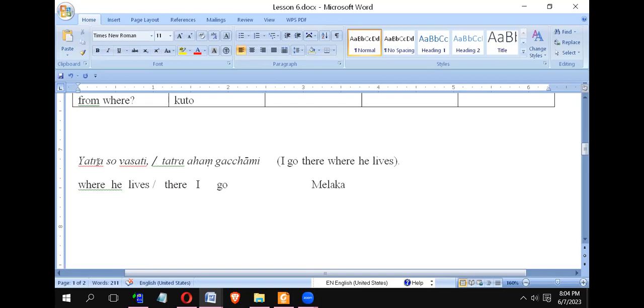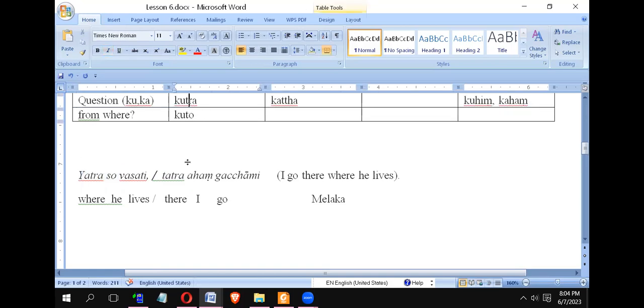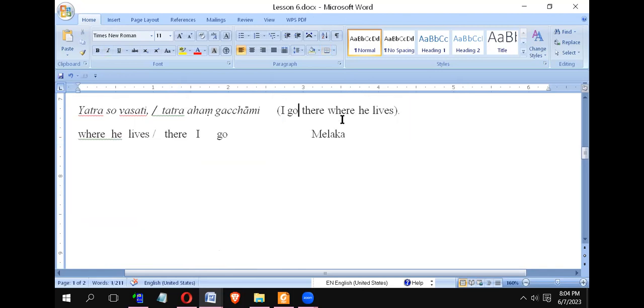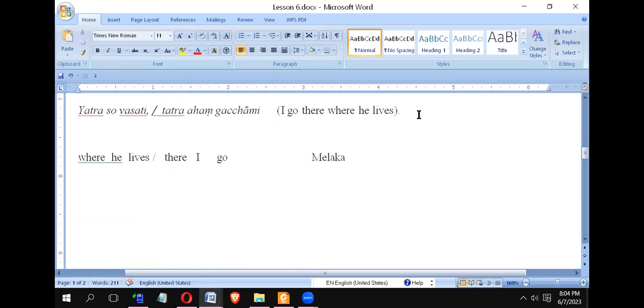So here is one pair. If you're going to put tatra, then you must put yatra. You can see beside tatra, how many you have? You got tata, tahim. So if you want to use tata, let's say you prefer to use tata and not tatra, you prefer another suffix, then you cannot put yatra. You must put yata. It's a pair here.